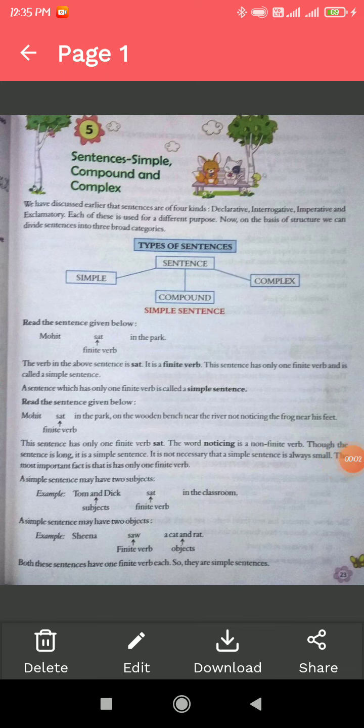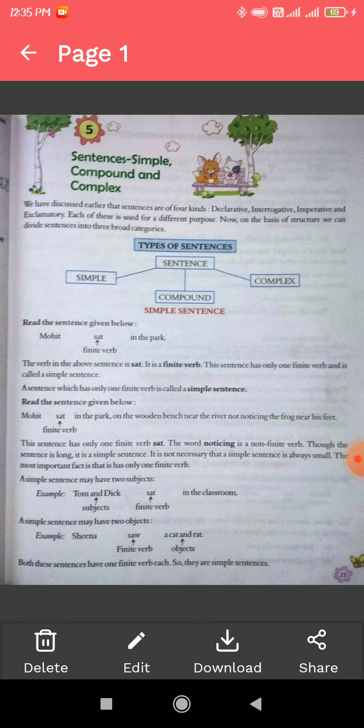Good morning students. Today in this video we will start new chapter number 5, sentences: simple, compound and complex. So without any delay, let's get started.